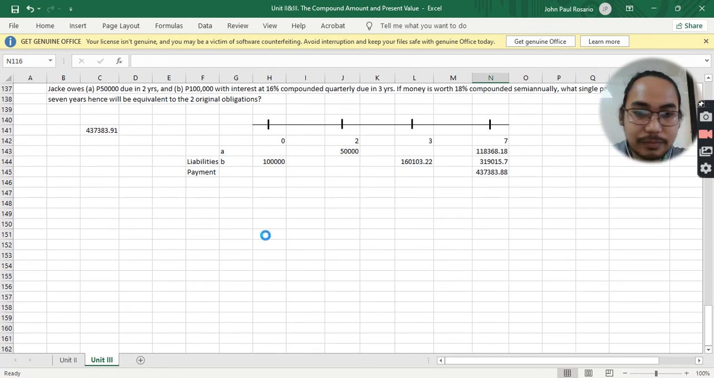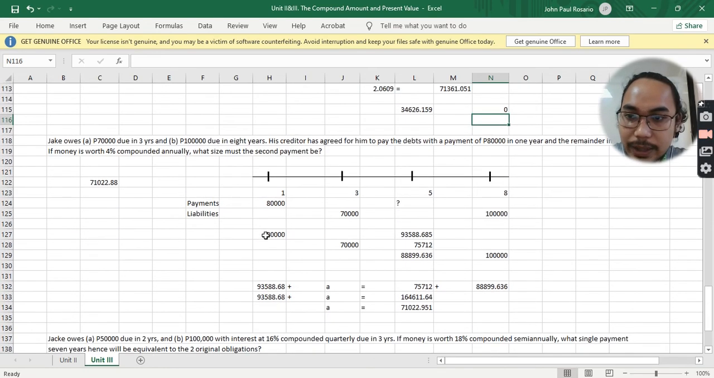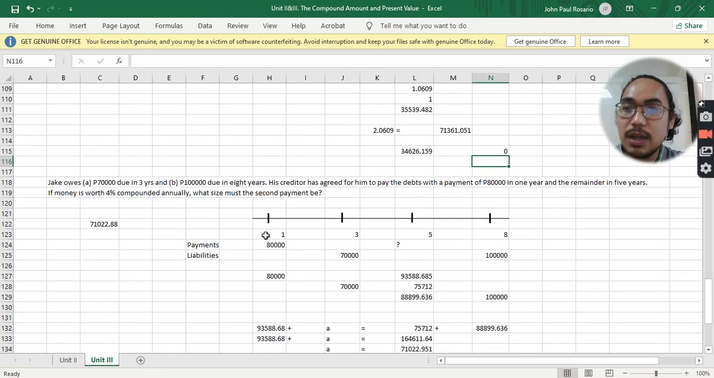Okay. So next, Jake owes 70,000 due in 3 years and 100,000 due in 8 years. His creditor has agreed for him to pay the debts with a payment of 80,000 in 1 year and the remaining in 5 years. If money is worth 4% compounded annually, what size must be the second payment?